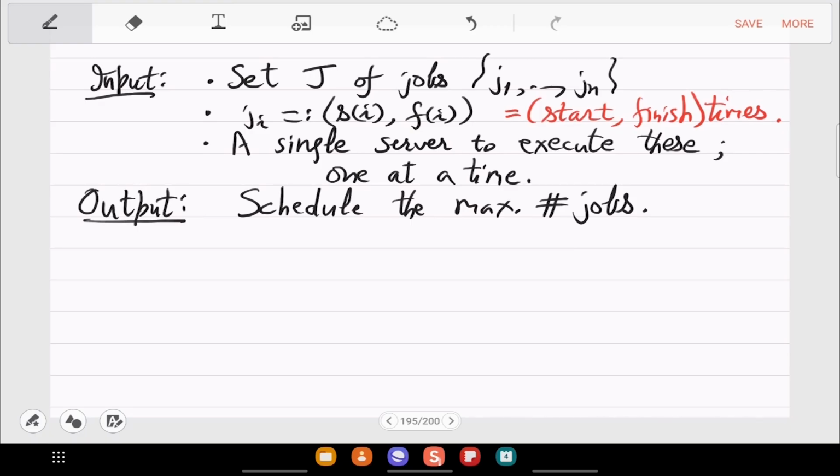Any ideas how you will solve this? The difficulty here is that there are n jobs and the number of subsets is 2 raised to n. So if you try doing this by brute force, then it will be very bad.